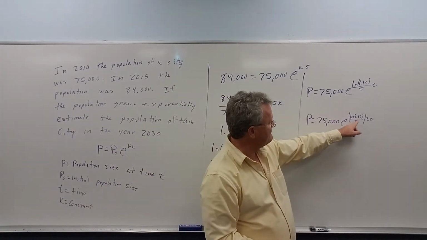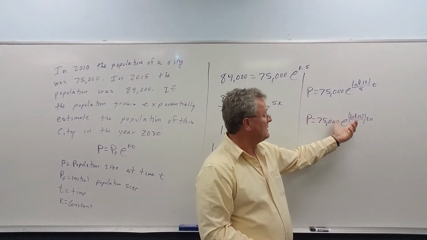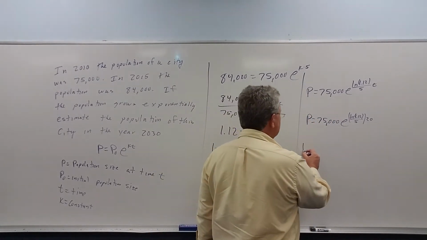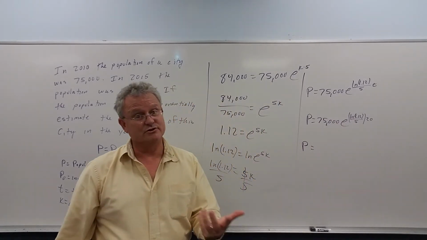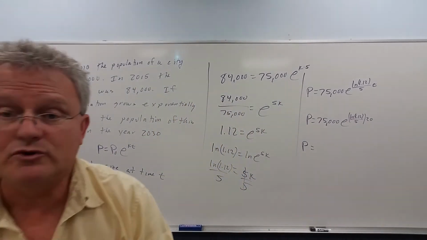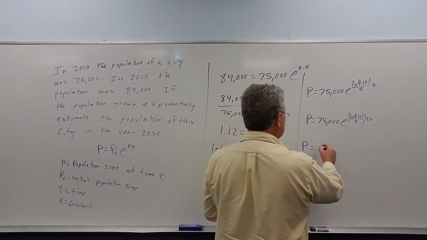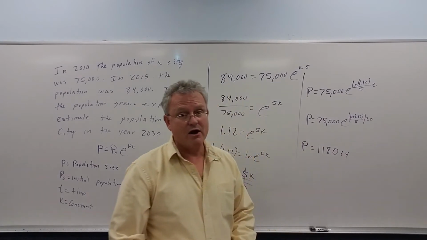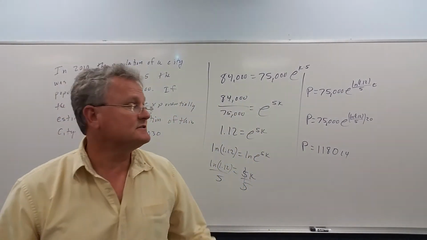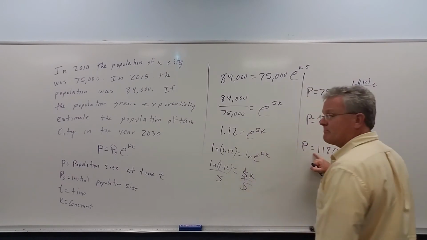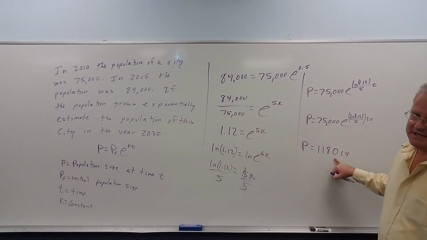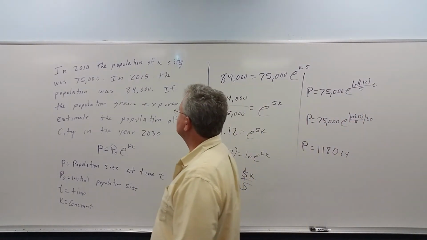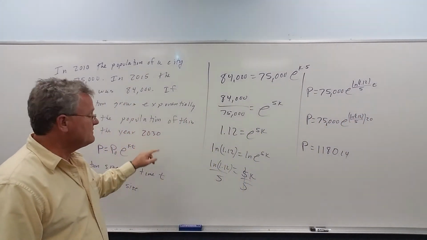Now you could simplify, 5 goes into 20 4 times, but the point here is we just have to get out our calculator. The rest of this is just making sure you can use your calculator. When you plug this into your calculator, you're going to get 118,014 if I round to the nearest whole number. So this is saying the population size will be approximately 118,000. A little bit more, but it'll be about 118,000 by the time the year 2030 comes around.